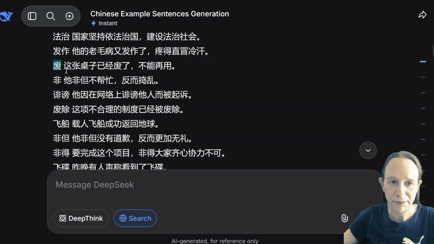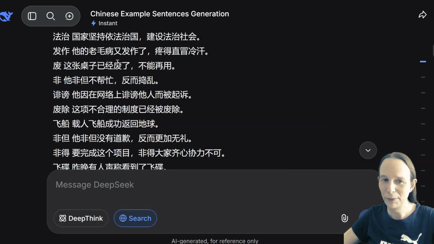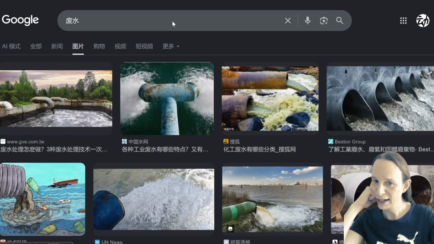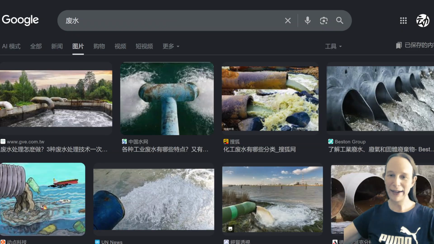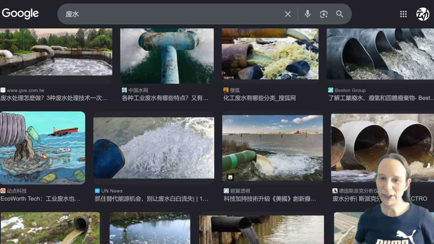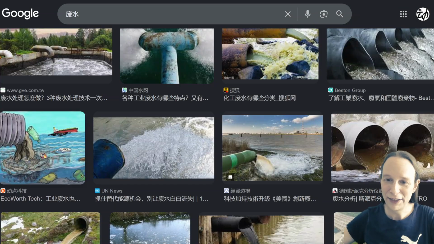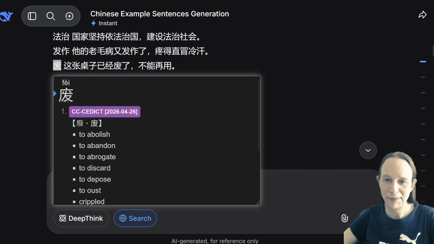So, 废除 is here. 废，这张桌子已经废了，不能再用，废了。So it's like abandoned. It's like destroyed to the point where it's no longer usable. 废了。废水。Wastewater. Yeah, so if you're putting wastewater into a river or an ocean or some other body of water, the other people using that body of water might not be so pleased about that. All right. Anything else? What are we meant to know?